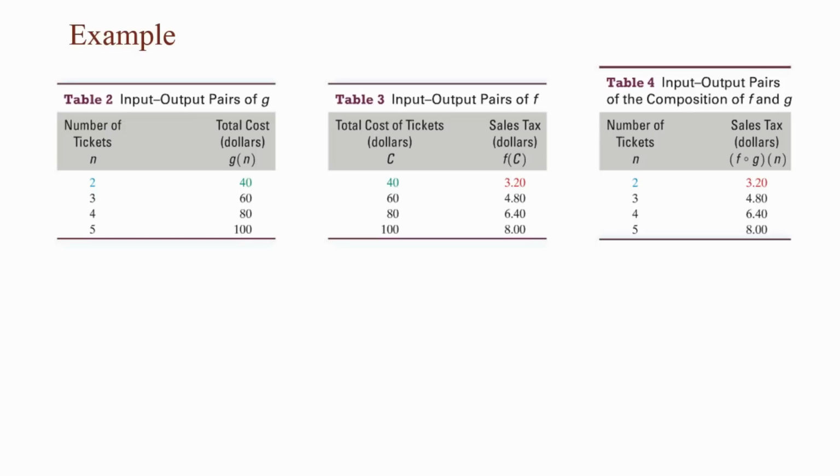Our first table has an input of how many tickets you want and an output of how much those tickets will cost. Our second table has an input of the ticket cost and an output of the sales tax. The composite function has an input of how many tickets you want and an output of the sales tax, completely bypassing the cost of the tickets.